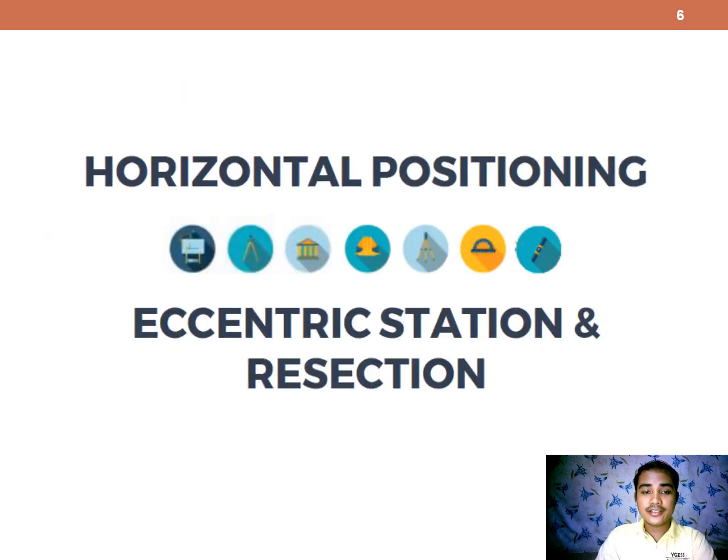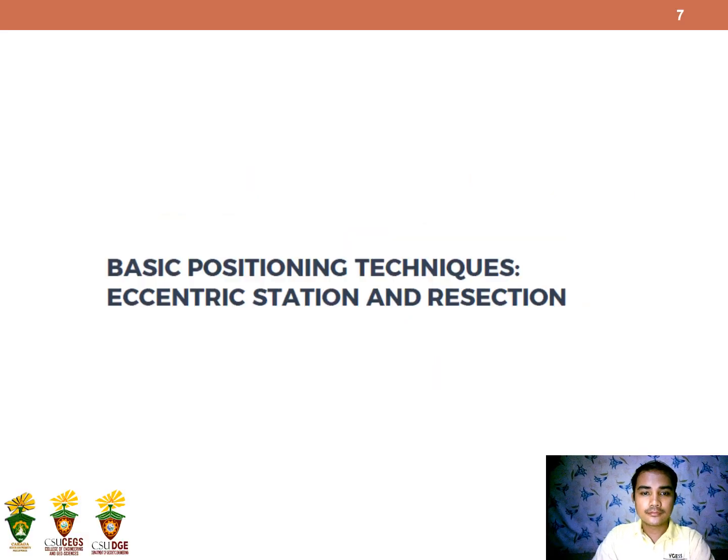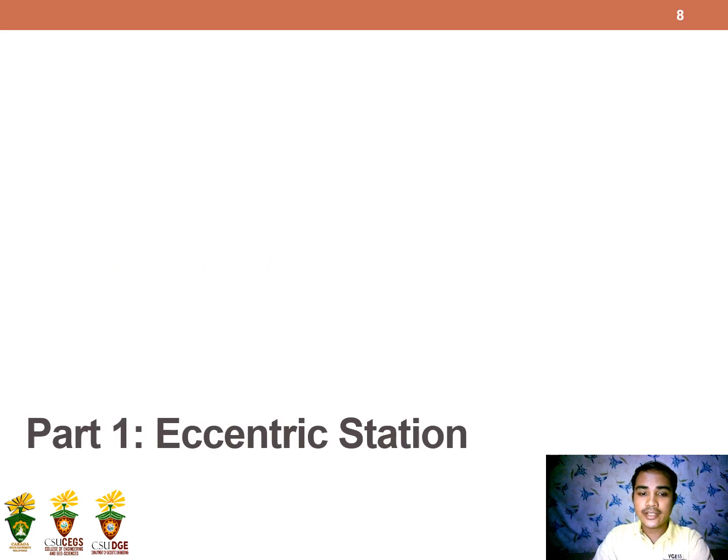Alright, so let's start our discussion with the horizontal positioning that involves eccentric station and resection. When we say positioning techniques, these two methods, the eccentric station and resection, are very important not only in hydrographic surveying but in other kinds of survey. Alright, so let's start with part 1, which is the eccentric station.